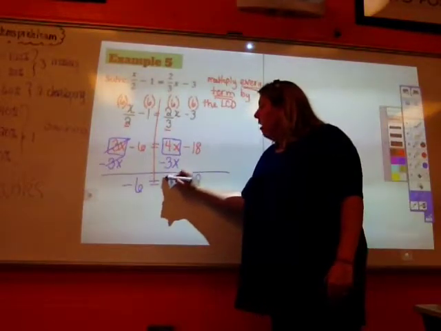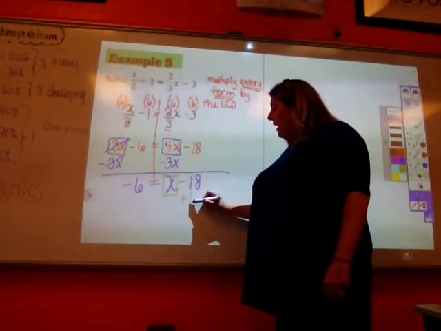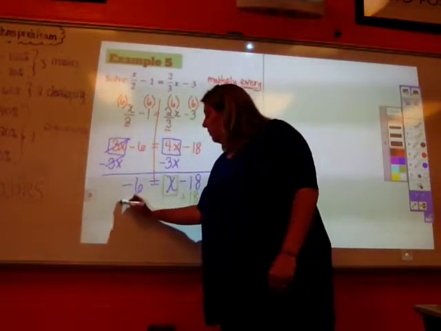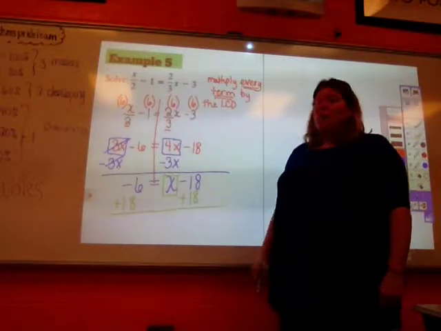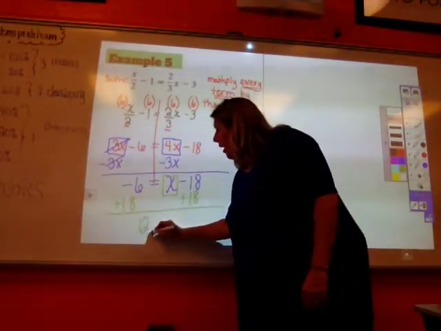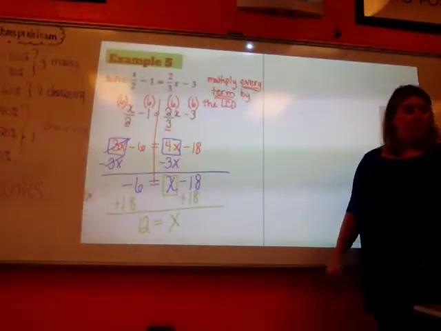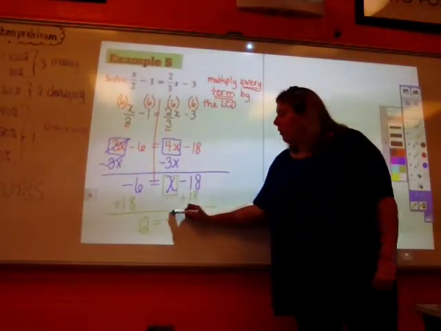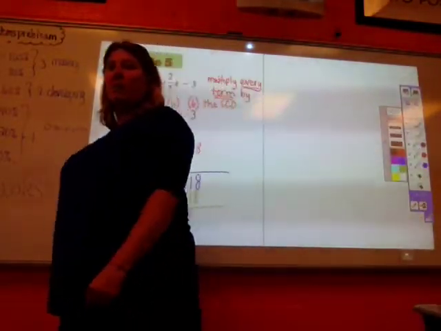So here's what I'm solving for. I've got to get rid of my minus 18, so I'm going to add 18. What is -6 plus 18? Positive 12, and that's going to be equal to x. So x would be equal to 12. Now that wasn't nearly as bad as you thought it was going to be, was it?